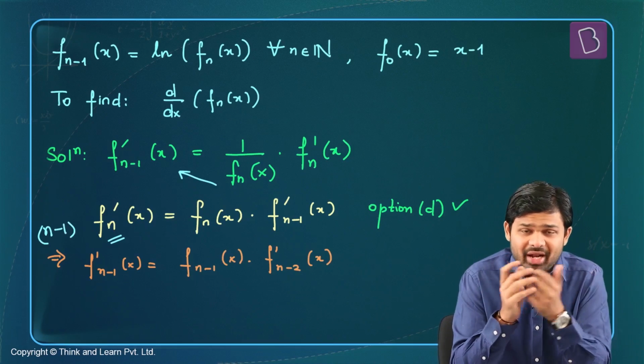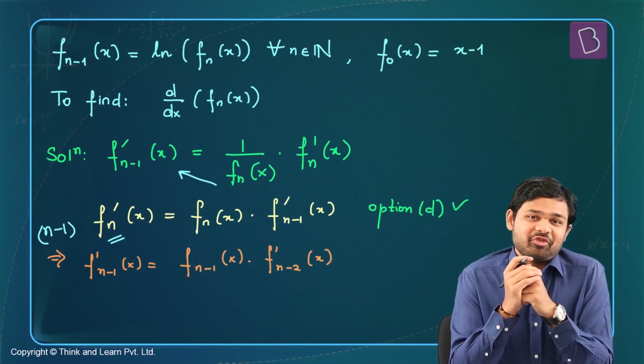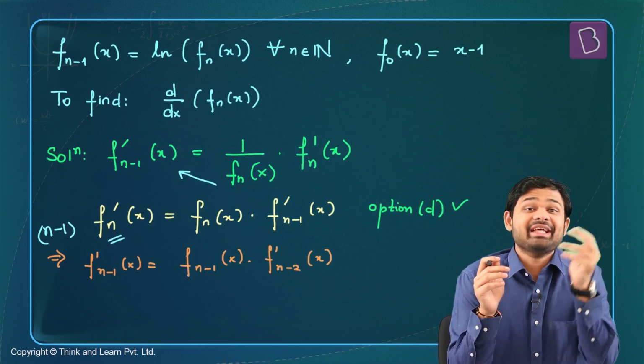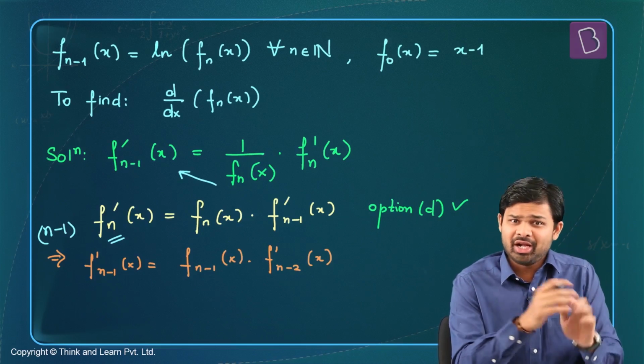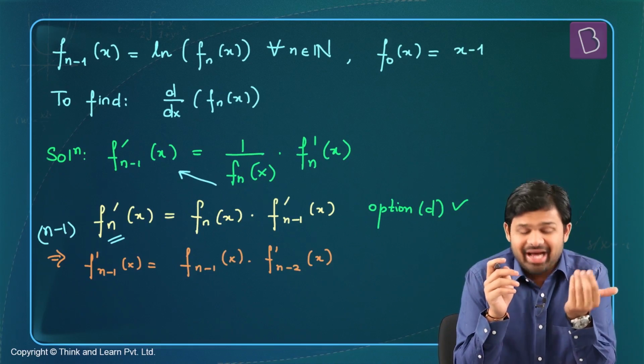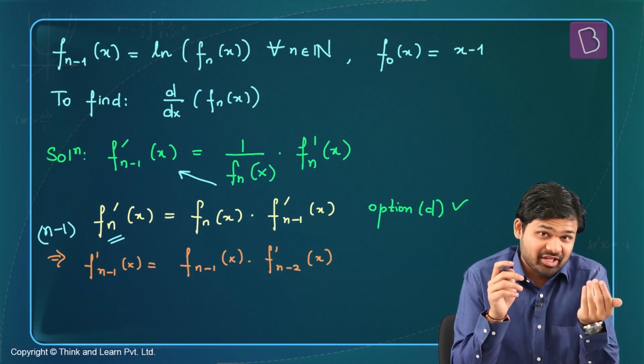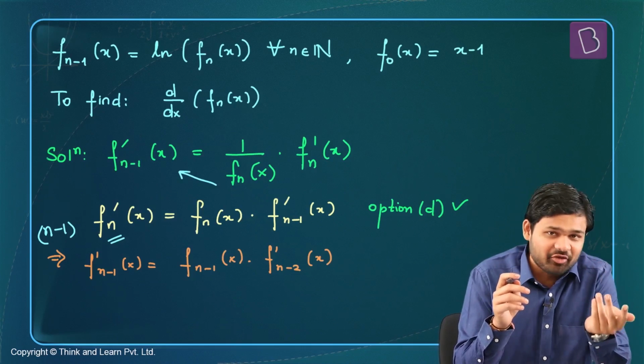I replaced n with n minus 1 and I got an expression for the derivative of fn minus 1 of x in terms of fn minus 1 of x and the derivative of fn minus 2 of x. I'm going to continue doing this. So you see the pattern here. I will get the derivative of fn minus 2 of x as fn minus 2 into the derivative of fn minus 3 of x, correct?